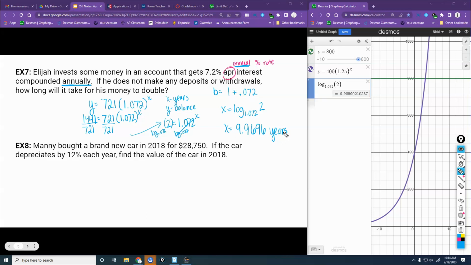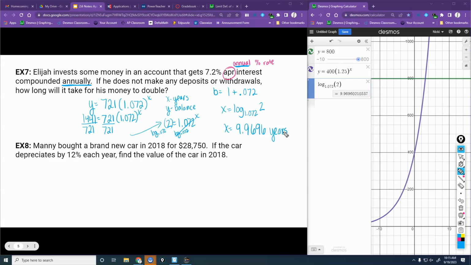Alright, anything interesting out of what you guys are seeing? How many of you got 9.9696 or something that rounds to that? Well, that rounds to the same. You rounded differently than I did. So, if you didn't get 9.9696 or something that rounds to that, you're wrong.